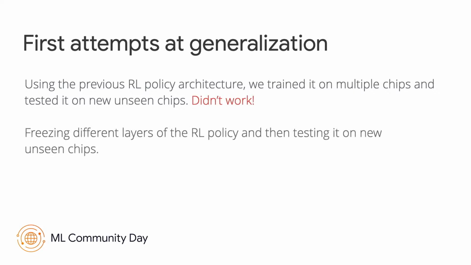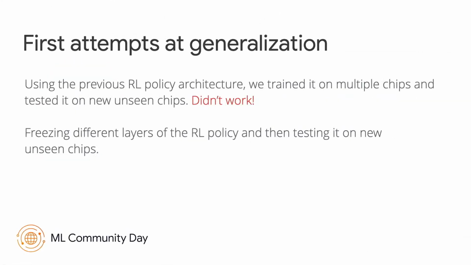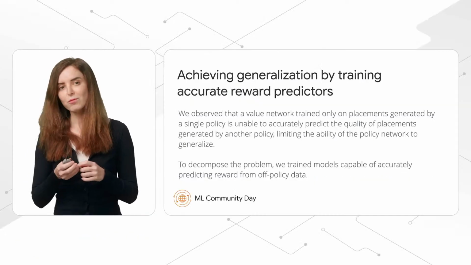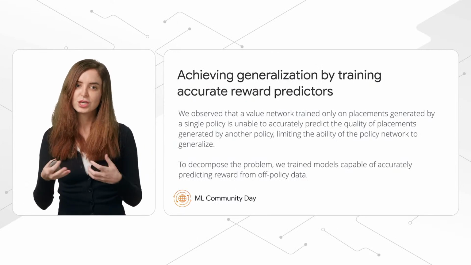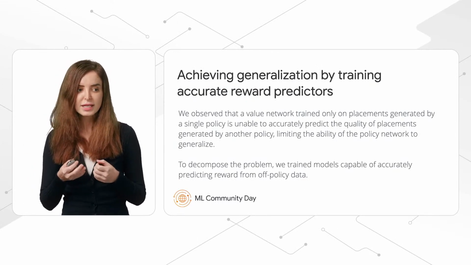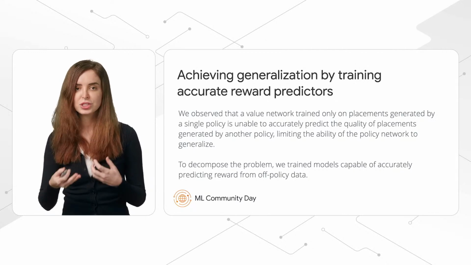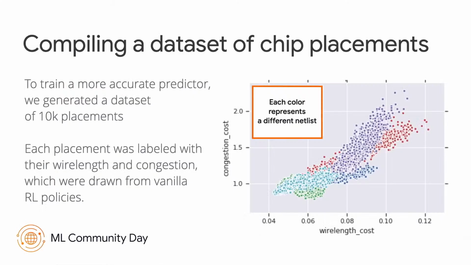We tried other tricks like freezing different layers of the policy and fine-tuning it on the new chip block, and that didn't work either. What ended up working in this case was to take a supervised approach to the way we designed the encoder architecture for this policy. What we observed was that the value net that we had for the policy was not able to generalize to new chips, in that it was not able to predict the quality of placement, such as wire length, congestion, and such, on unseen chip blocks. So we tried to focus on this problem of supervised prediction of the reward function first.